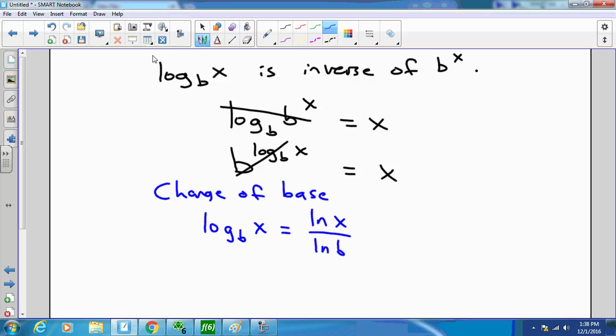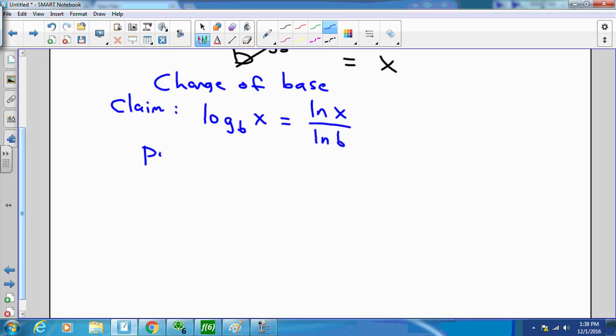Question? Oh, well, I'm about to prove it. So this is my claim here, that log base b of x is equal to the natural log of x over the natural log of b, and I'm about to prove this.